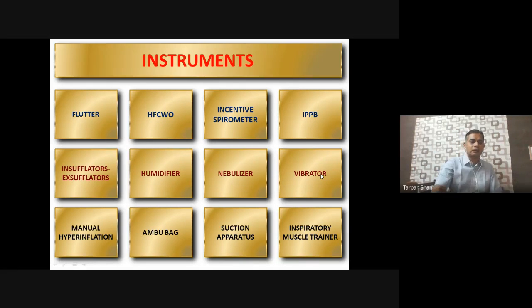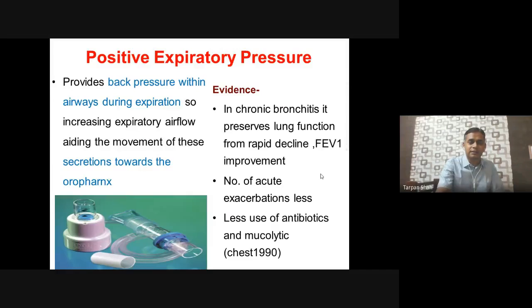Okay, so now let us see all these devices in detail. Now you have four main airway clearance devices. First is the PEP device, that is the positive expiratory pressure device. Second is the flutter. Third is the Acapella, and fourth one is the RC Cornet. I repeat once again: PEP device, positive expiratory pressure device, flutter, Acapella, and RC Cornet. Here you can see the image of the PEP device.